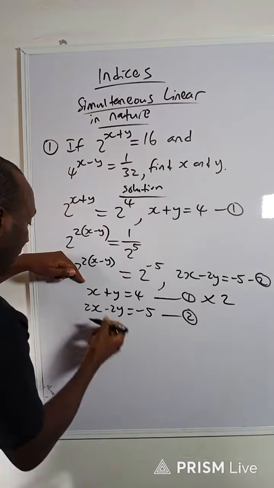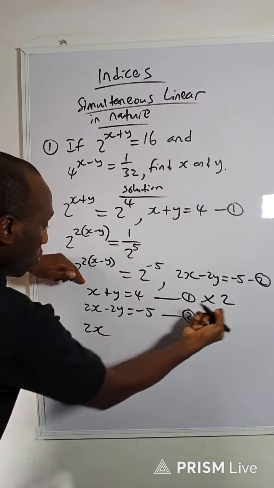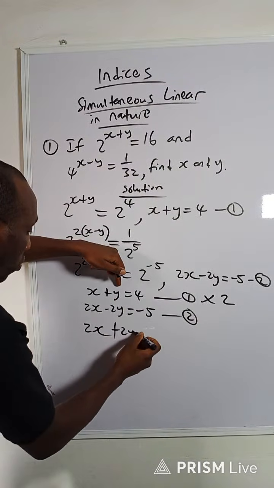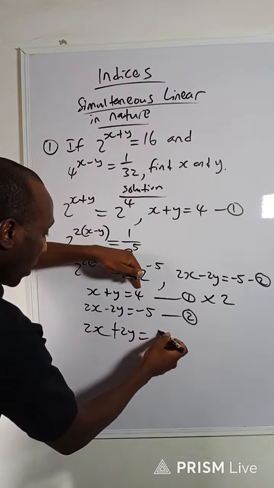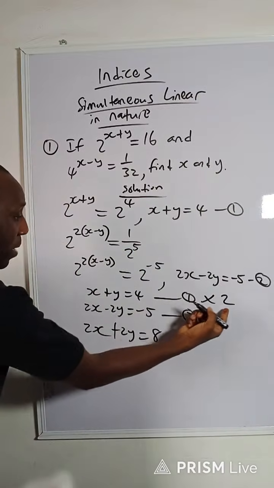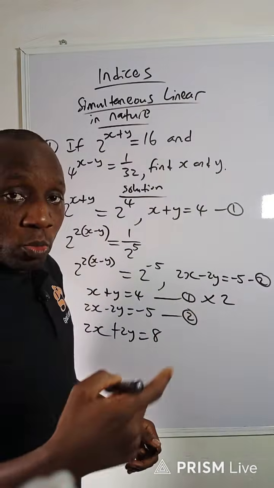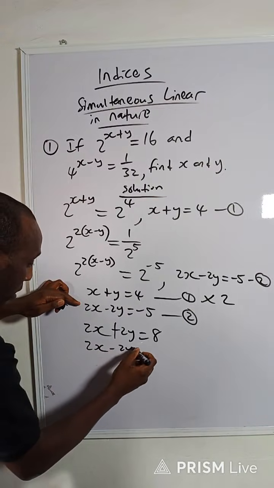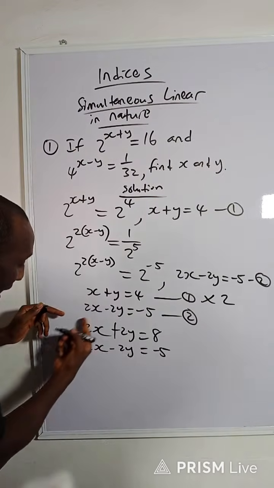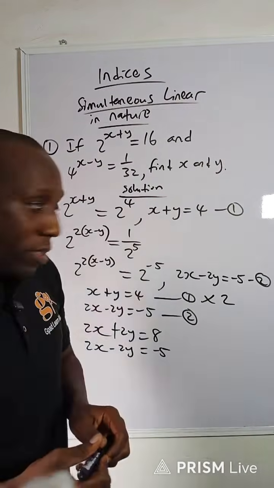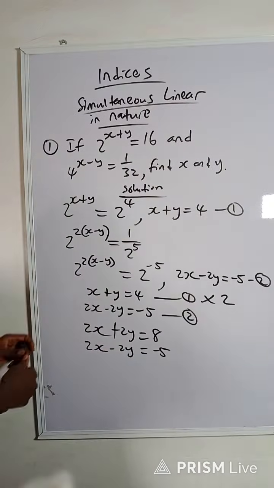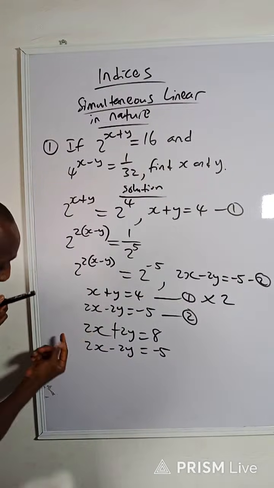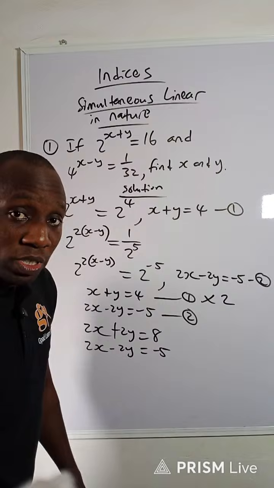So let's multiply equation 1 by 2. What is 2 times x? That's 2x. What is 2 times y? That's 2y. What is 2 times 4? That's 8. You must multiply every single term by the 2 you've just used. Now let's repeat equation 2 here. The reason is that I want to make x have the same coefficient. Is that okay?